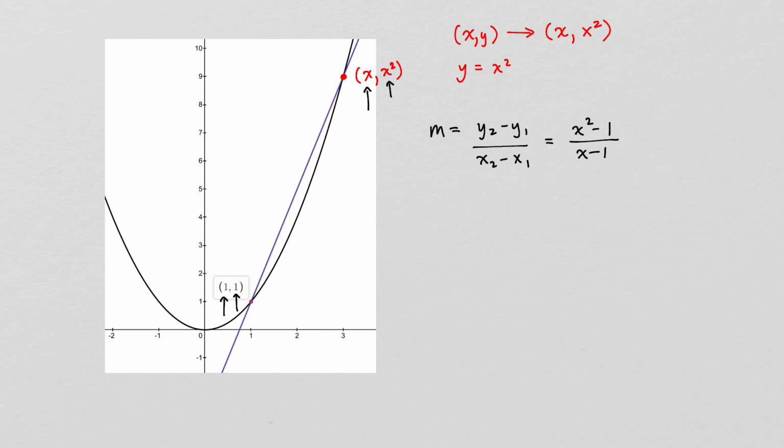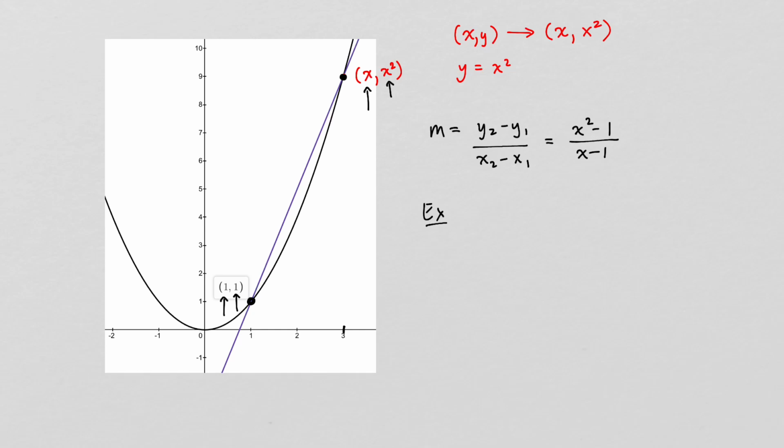And now for any given x value, I can find the slope of that line. So for example, if x is equal to 3, the slope of the line that goes through the point (1, 1) and the point up here corresponding to x equals 3 is going to be 3 squared minus 1 divided by 3 minus 1. And if you simplify this, you get 8 divided by 2, which is 4. I did that by simply taking x equals 3 and plugging it into this formula for the slope.